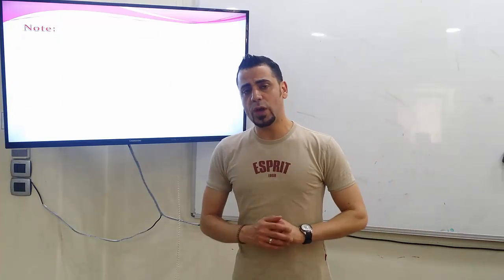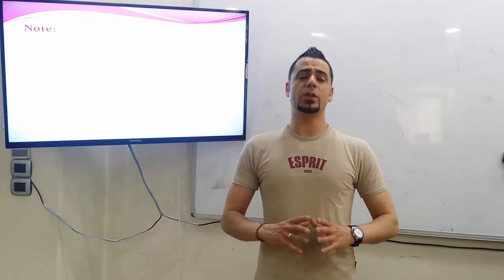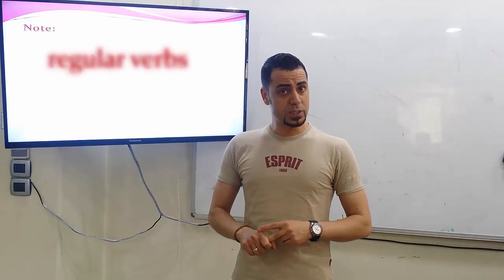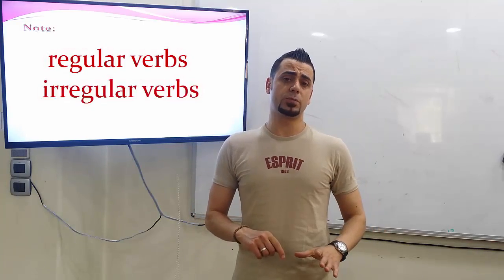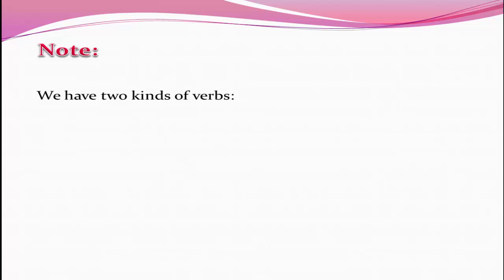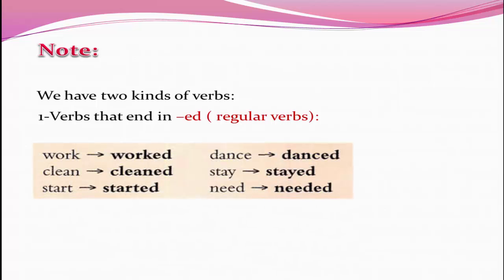Now, there is a small note we have to pay attention to. In English, when we speak about the simple past, we have to pay attention to two kinds of verbs. The first one, regular verbs, and the second one, irregular verbs. What is the difference between both? First, let's have a look at regular verbs. Regular verbs are the verbs that usually end with ed. For example, work, we just put ed, worked. Clean, cleaned. Start, started. Dance, danced. Stay, stayed. Need, needed. Notice we just add ed to the verb to change it.